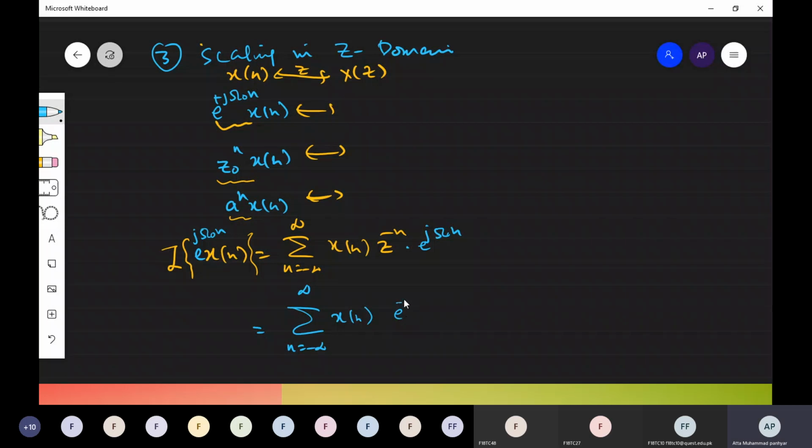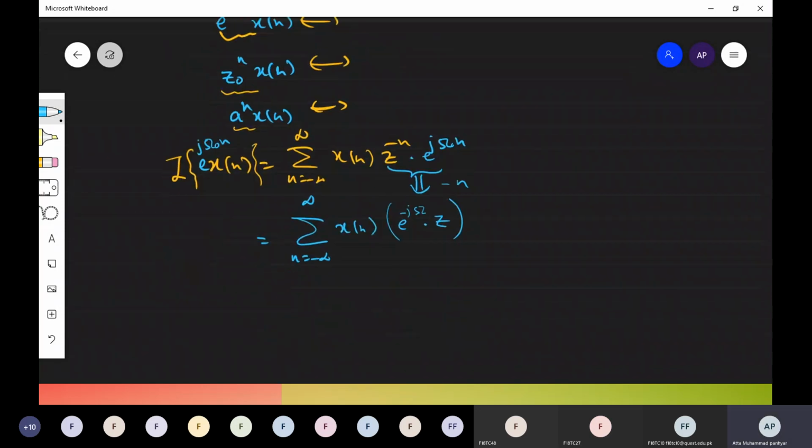So what we get here is summation n from minus infinity to infinity x of n times e to the power minus j omega naught times z, whole power minus n. Can I write these two terms like this, right? So if you now notice, our z now becomes e to the power minus j omega naught z.